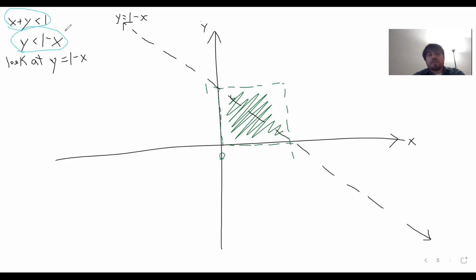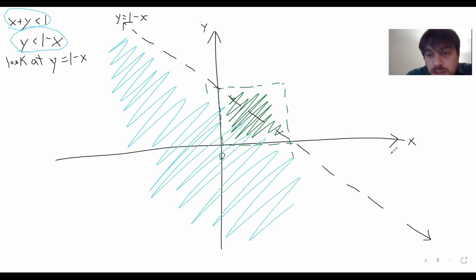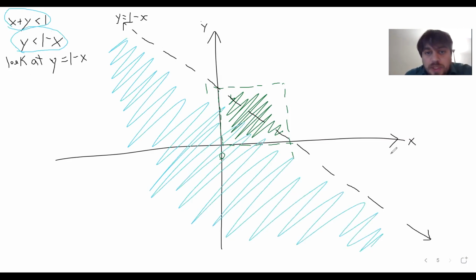So all the points x, y that satisfy y less than 1 minus x are the points below this line, where I'm including this region here. Okay, so that's our region C.